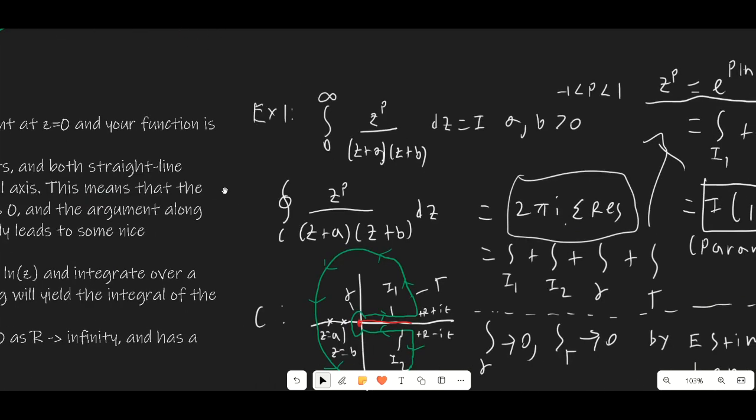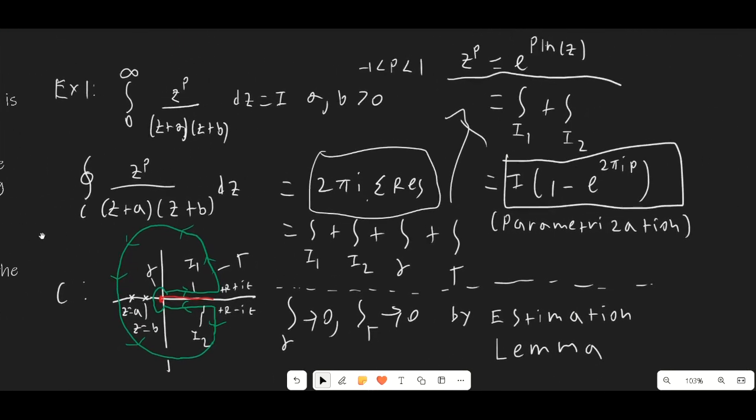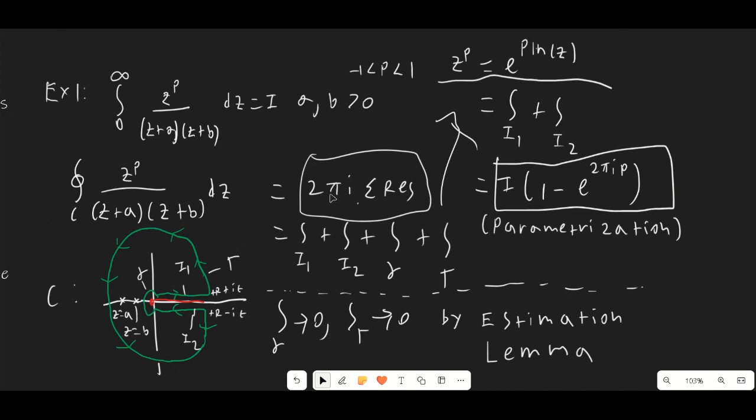The exact same contour. And then the point here is we get that our integral is going to be 2 pi I times the sum of the residues, and it's going to be equal to I1 plus I2 plus our lowercase gamma integral plus our uppercase gamma integral. And both of the gamma integrals go to 0 using the estimation lemma, which you can go ahead and prove right now if you want. And then when we use parametrization, we find that I1 is just going to be equal to I, and I2 is going to be equal to negative I times e to the 2 pi I p, which means that once we calculate the residues, we just need to divide by 1 minus e to the 2 pi I p, and we get the value of I.